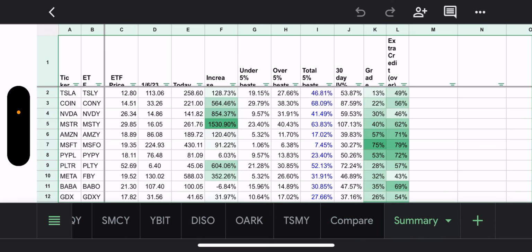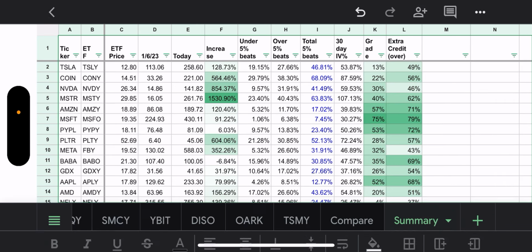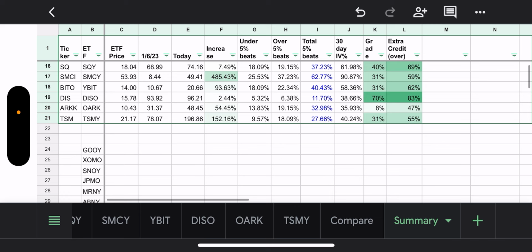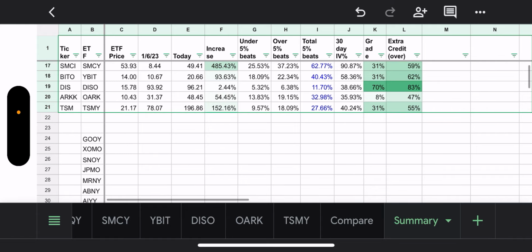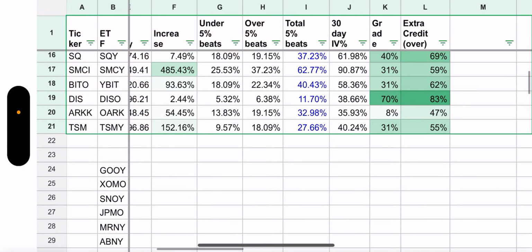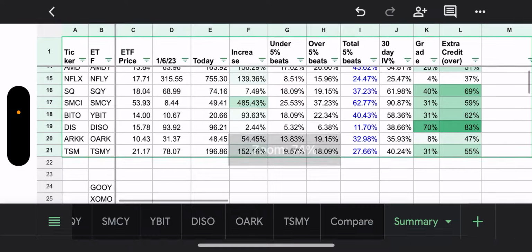But in the end, what do we do? We go to the summary tab. We give them grades here, okay? What is that extra credit column? I got to make that bigger. There you go. So what do we do here? Let's take a look. So I got the new five here. We start on SMCY, and I grade them, okay? I compare the total times they went above the 5%, right? And I compare that with their IV, and then I calculate a grade.